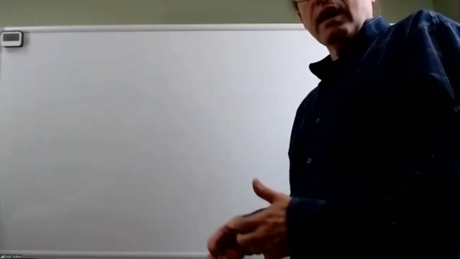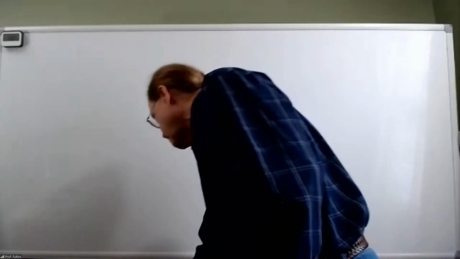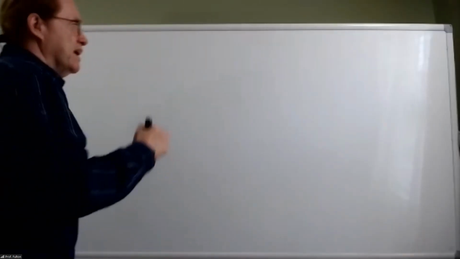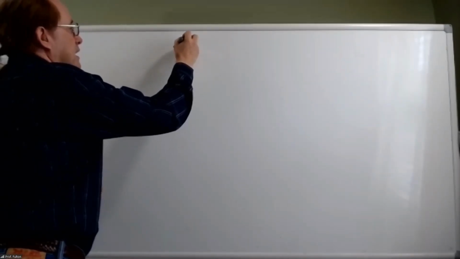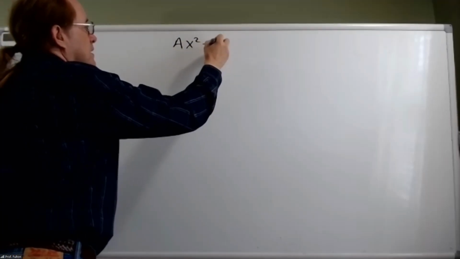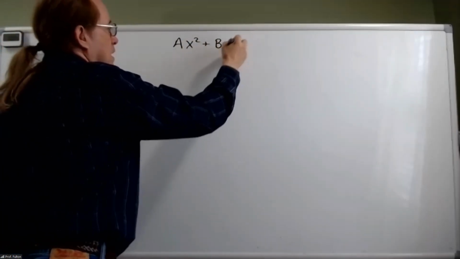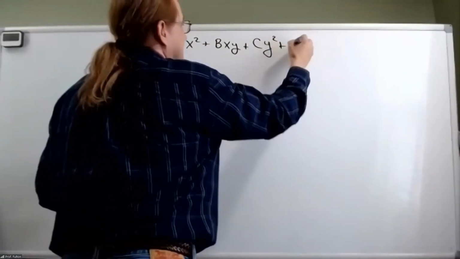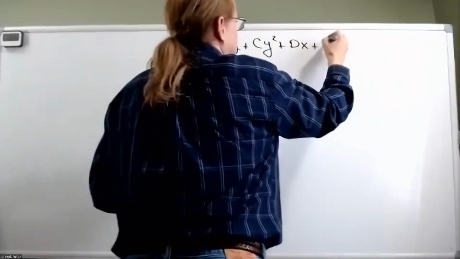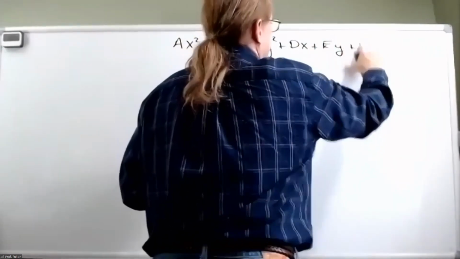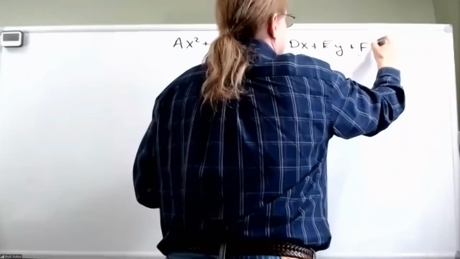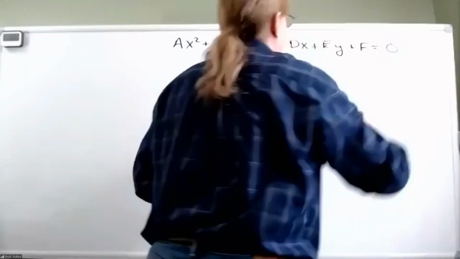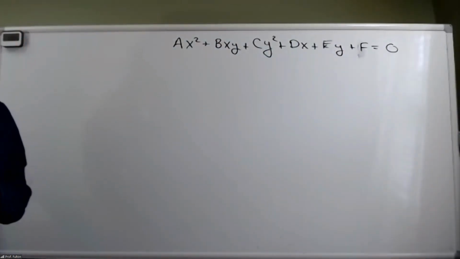Because we have two variables, x and y, and they can be squared, you can have a general form of a quadratic expression in two variables. It can look like ax squared plus bxy plus cy squared plus dx plus ey plus f, where the capital alphabetical letters are all numbers.